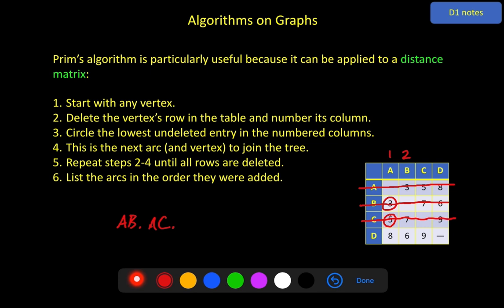I delete C's row, and I number C's column. Now I'm looking in any of these 3 columns for the smallest undeleted number. That's the 6 here. Circle that, and that is BD. Delete that, put a 4 on there, and I'm finished. It was a small graph, only 4 vertices, so 3 arcs are enough to get a minimum spanning tree. That's the idea. Let's do it on a slightly bigger example.